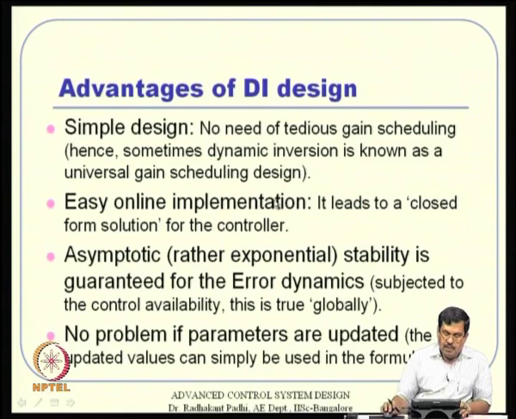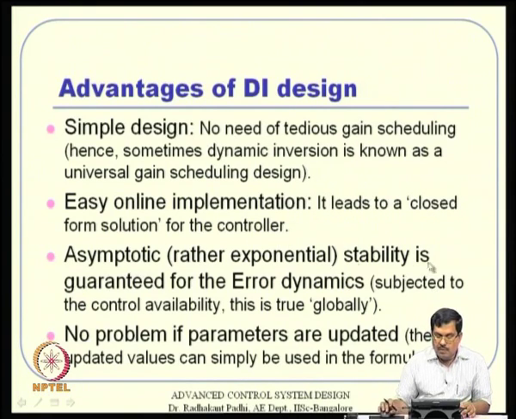Number 2, it is easy for online implementation because it ultimately leads to a closed form solution. So, control is after all a formula. As long as you have the state information, you can compute the formula directly, just one expression. It is not necessary to have something like the 2-point boundary value problems in optimal control, or in robust control design the 2 Riccati equations. It is just a formula that you want to evaluate and carry on. So, it is very easy for online implementation.